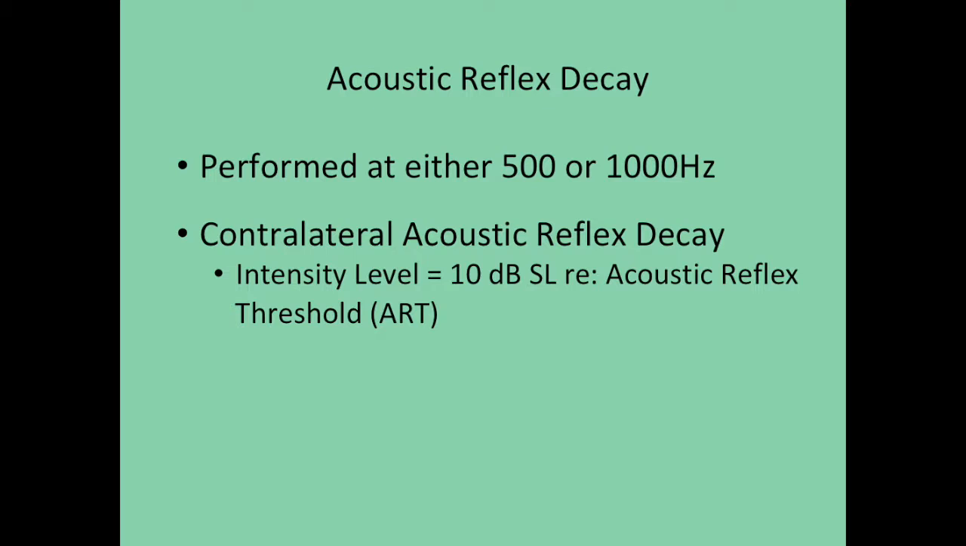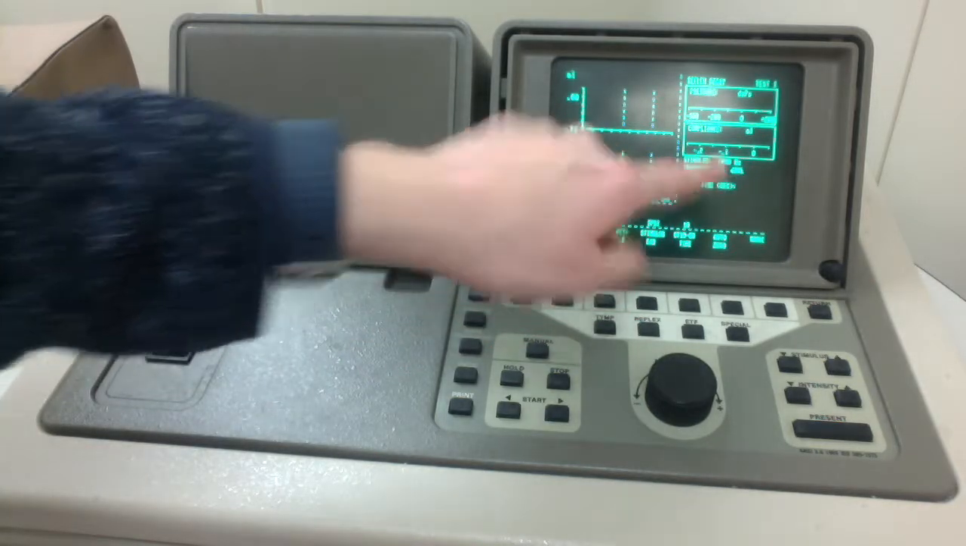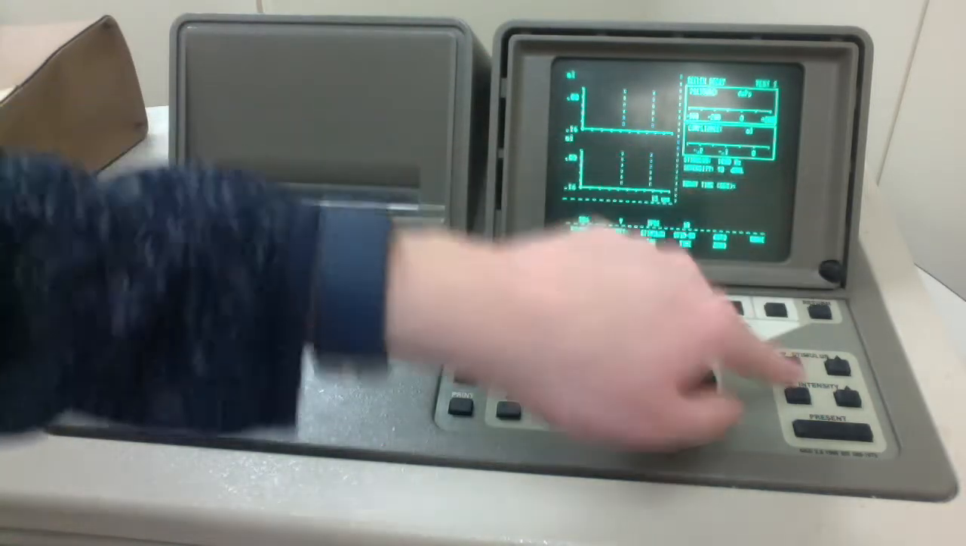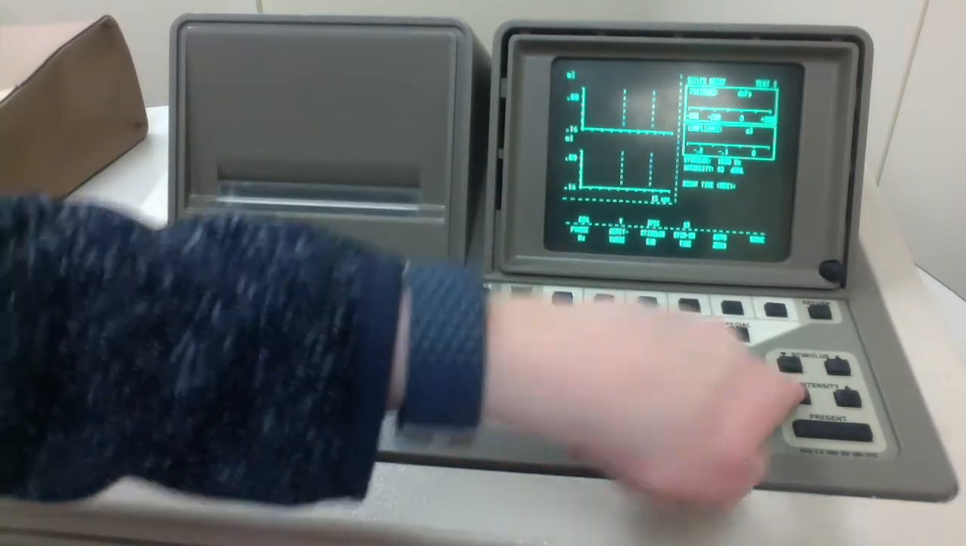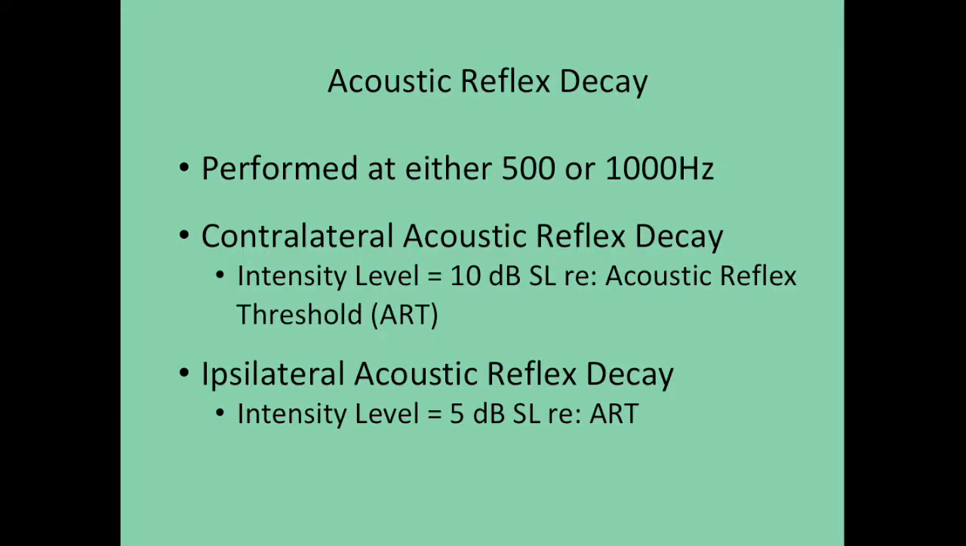And what we do is we present at a level 10 dB above the acoustic reflex threshold that you previously found. So here, my reflex is usually somewhere around 80 at 1000, so I went ahead and set it at 10 above, so at 90, and I changed it using this intensity level. Then you can change the frequency using the stimulus level, so I have it at 1000 hertz. If you're doing ipsilateral decay, you'll need to present at 5 dB above the threshold, because it doesn't need to go as far on the pathway. That makes sense. It's covering less ground, so it doesn't need to be as loud of a presentation.